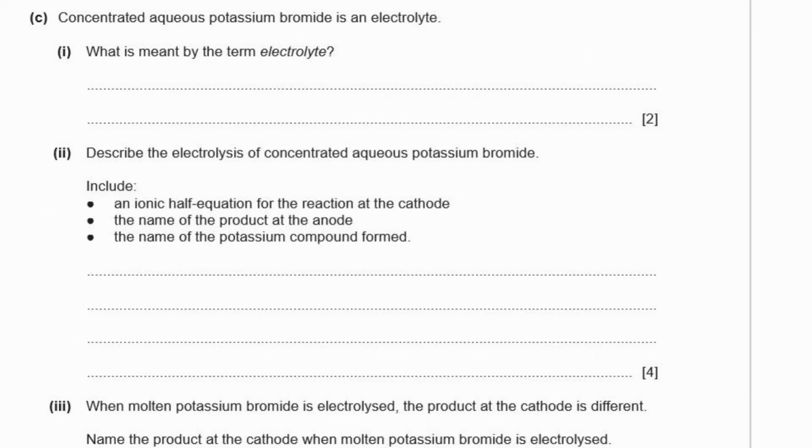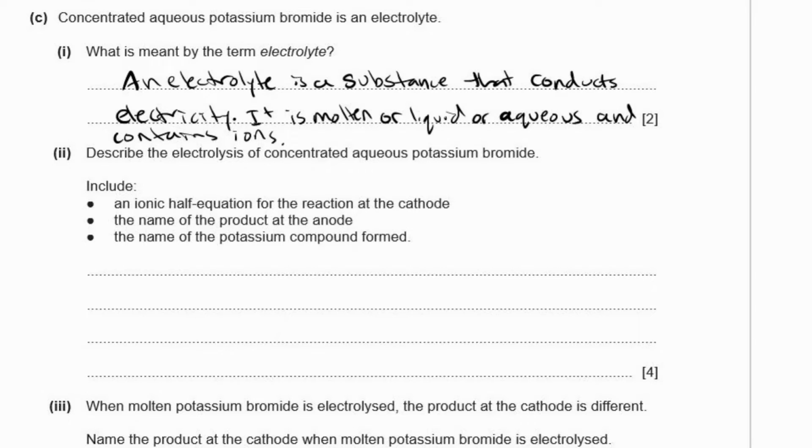Okay. C. Concentrated aqueous potassium bromide is an electrolyte. What is meant by the term electrolyte? An electrolyte is a substance that is able to conduct electricity, and it has to be either molten or liquid or aqueous because it needs to also contain ions that can move. So an electrolyte is a substance that conducts electricity. It is molten or liquid or aqueous and contains ions.